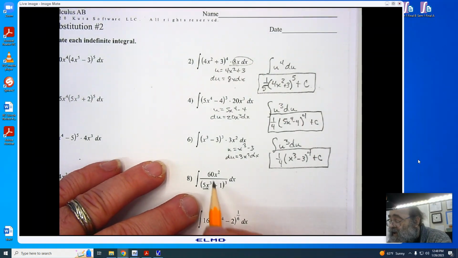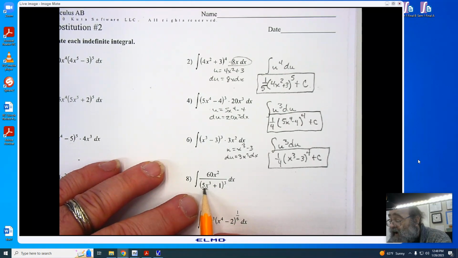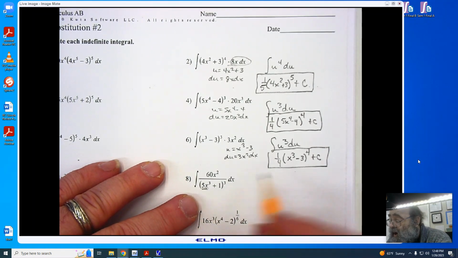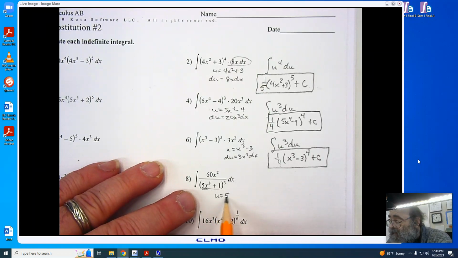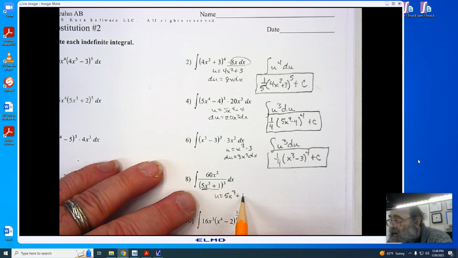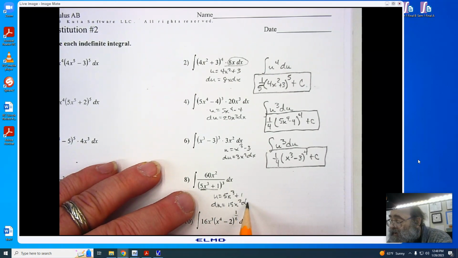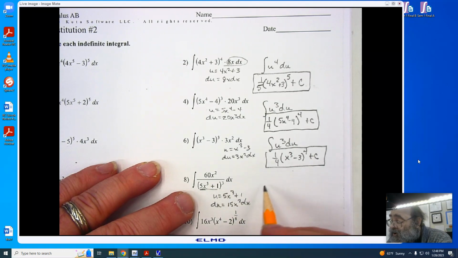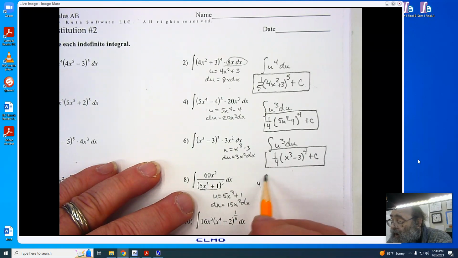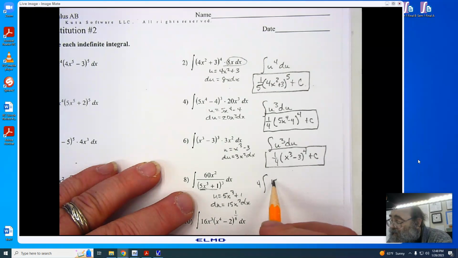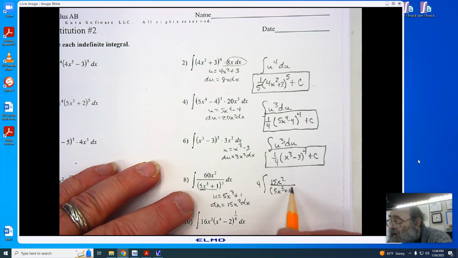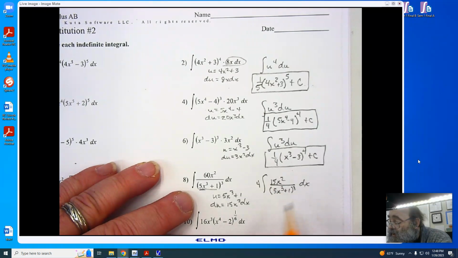Notice I have a 15, that 5x cubed, and it goes to an x squared. This then is my u. We're going to let u equal 5x cubed plus 1. Du is then equal to 15x squared dx. And I notice that I have too much. So I'm going to factor out the 4 that's left over, leaving me with the 15x squared, and I have my 5x cubed plus 1 cubed dx.